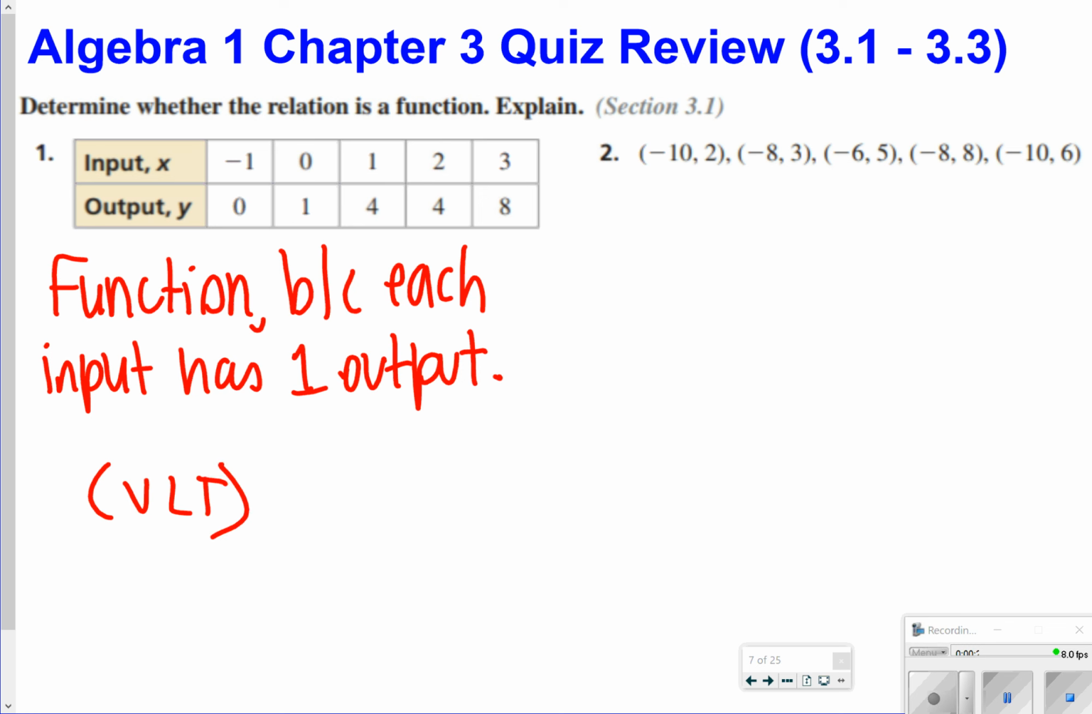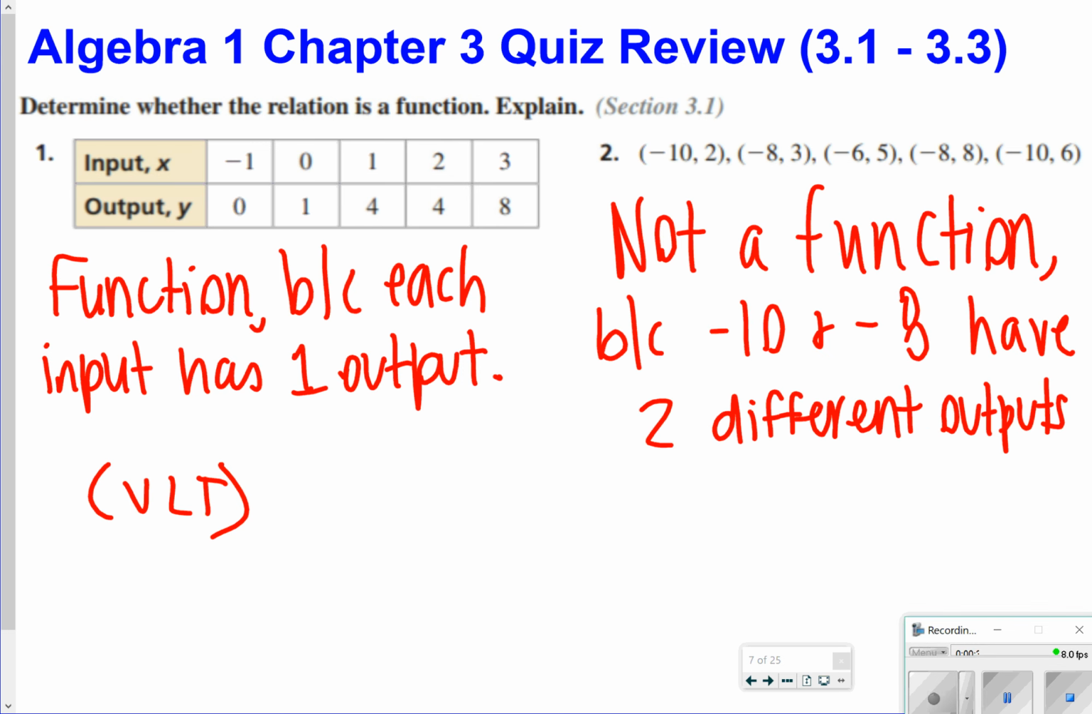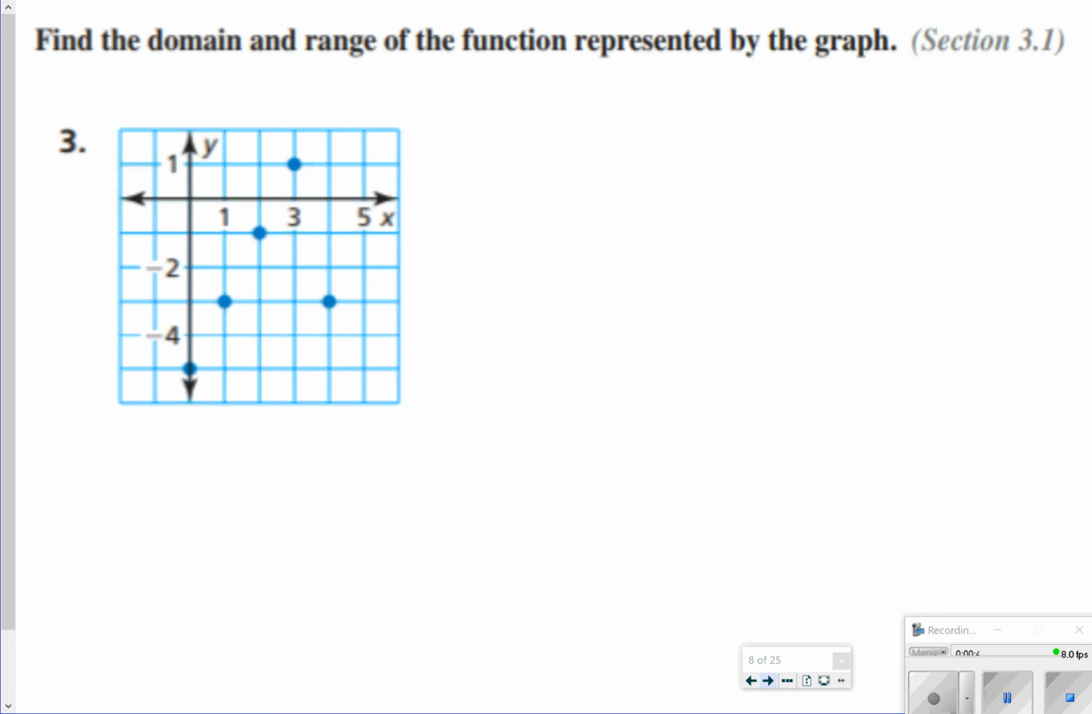For number 2, this one is not a function because -10 and -8 have two different outputs, and that would not work. For number 3, it says find the domain and range of the function represented by the graph. This is obviously a function because we can draw the vertical line test and it will work.